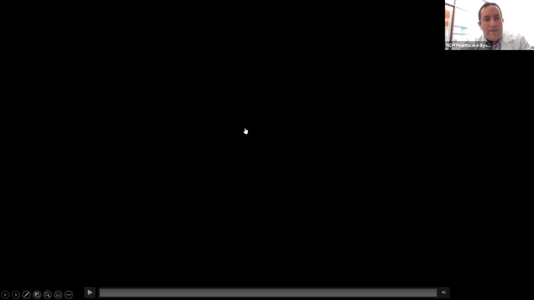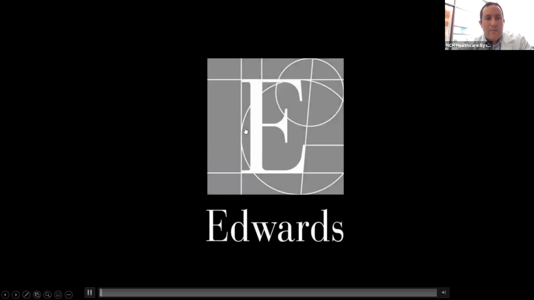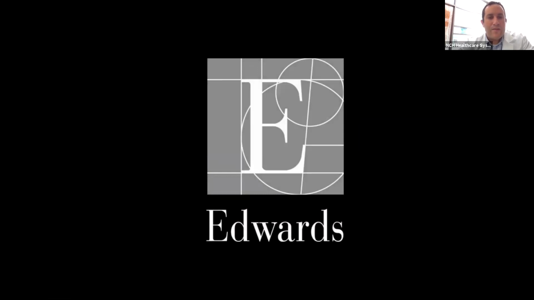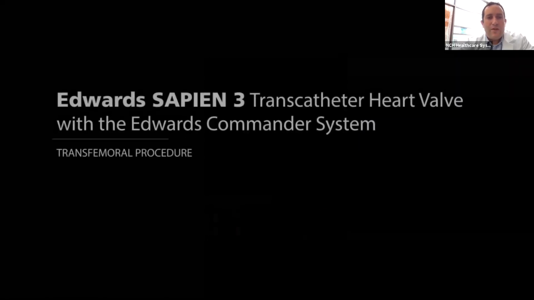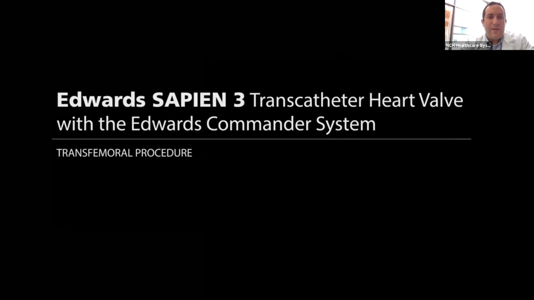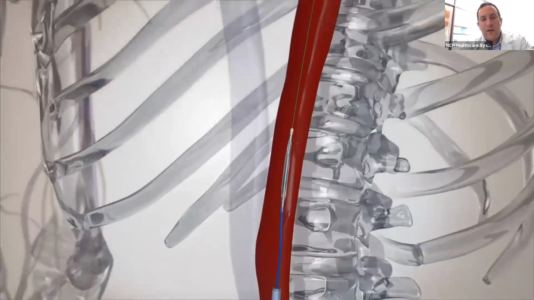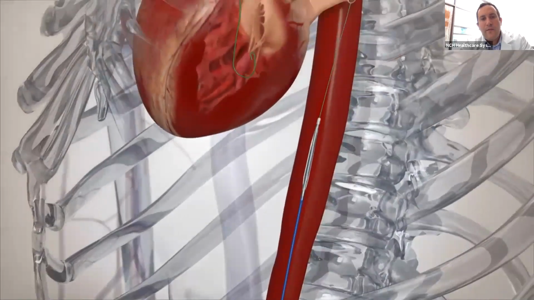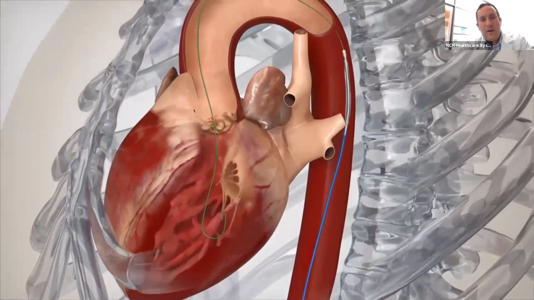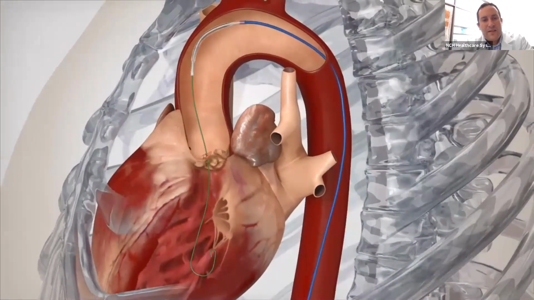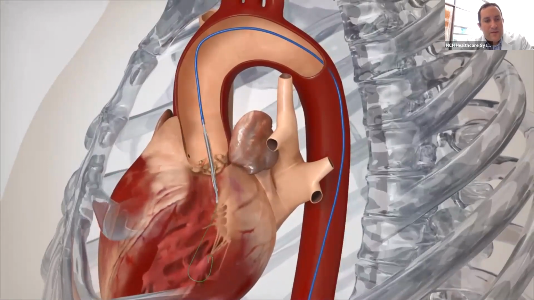What you're going to see here is a quick video that the Edwards company who makes the valve provided to us. And it really just shows the Sapien 3 valve being inserted through the groin, up through the aorta, and into the heart. And what you're seeing here, we have catheters in the groin. We're coming up through the aorta, and we're going to come around the aortic arch. You see the diseased valve there that's barely moving, and this is just a balloon here.